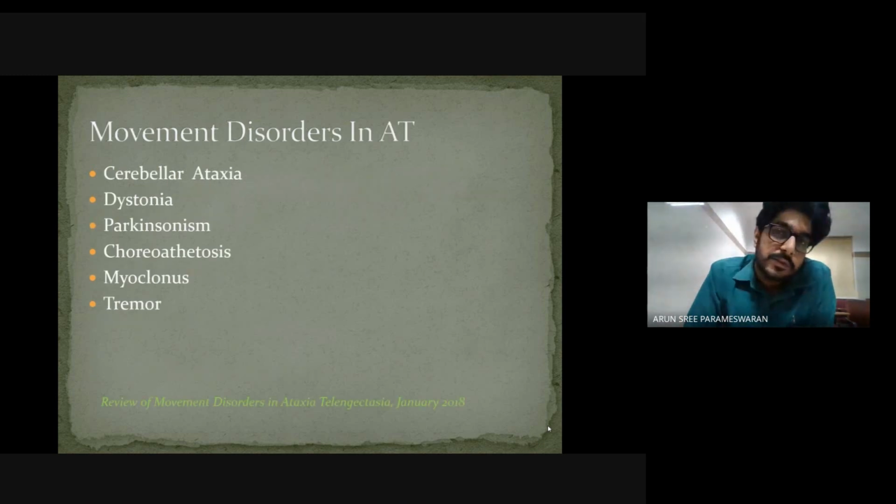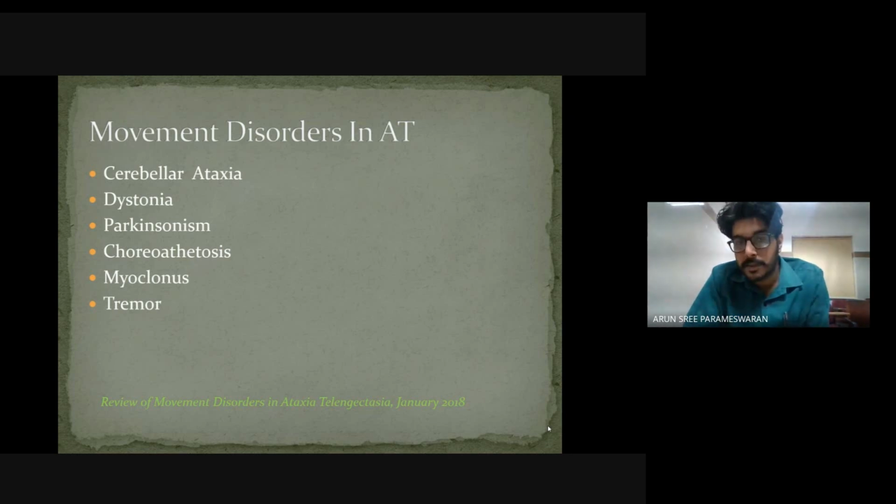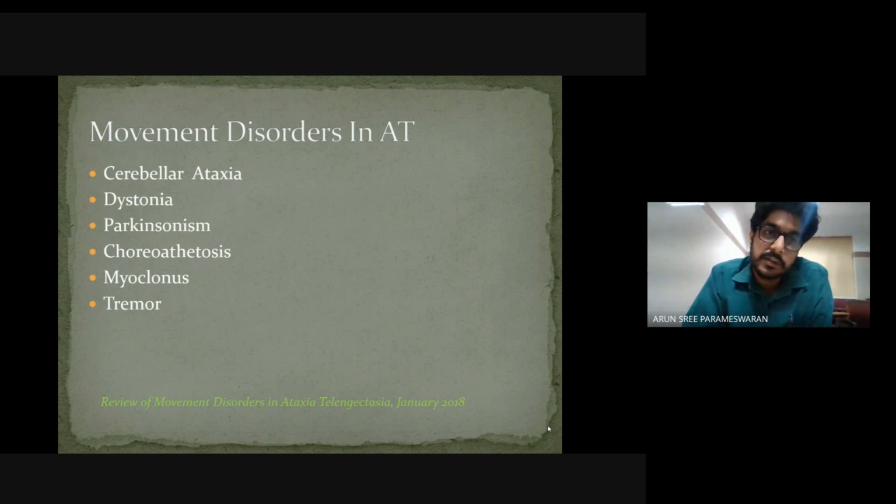So these are the movement disorders in ataxia telangiectasia. They are mainly cerebellar ataxia, dystonia, Parkinsonism, choreoathetosis, myoclonus, and tremor. The point we should be noting here is that these movement disorders can be present at different points of the disease course. But the importance is which manifestations are present during the onset of the disease and at what point all of them become present in this disease.